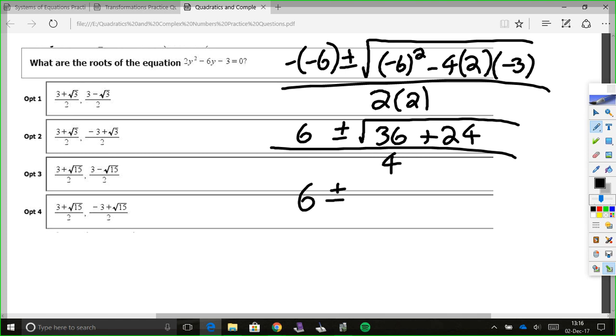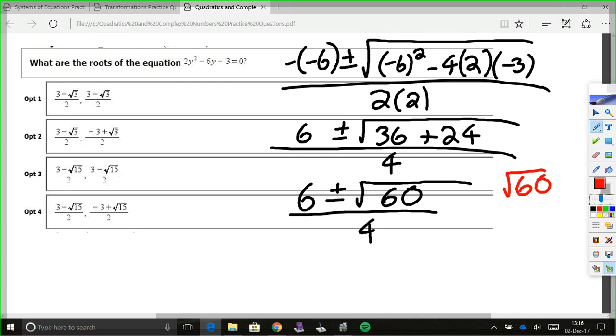So we have 6 plus minus. Now, 36 plus 24 is 60. Right? Yes, definitely 60. Alright, now here's the issue. 60 is not a perfect square. It would be a decimal. And we don't really want to have a decimal. So what we're going to do is solve this one, or simplify the square root of 60.